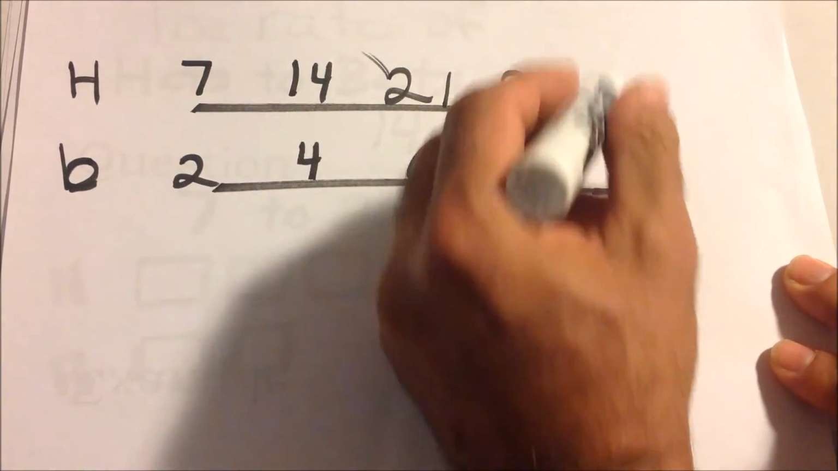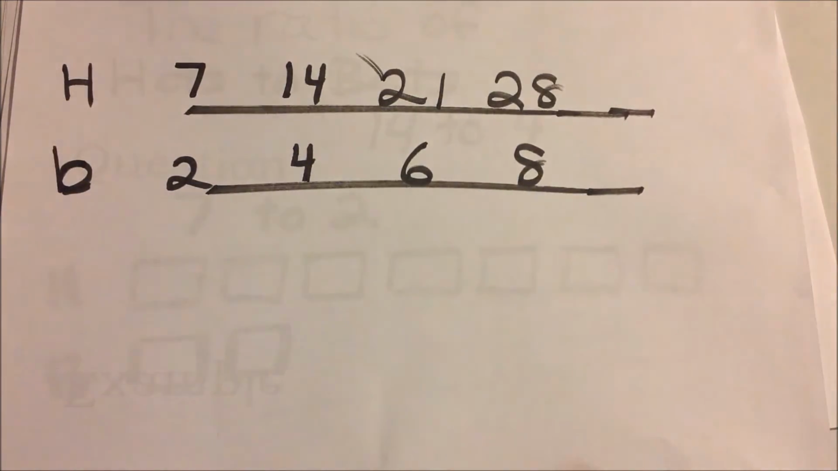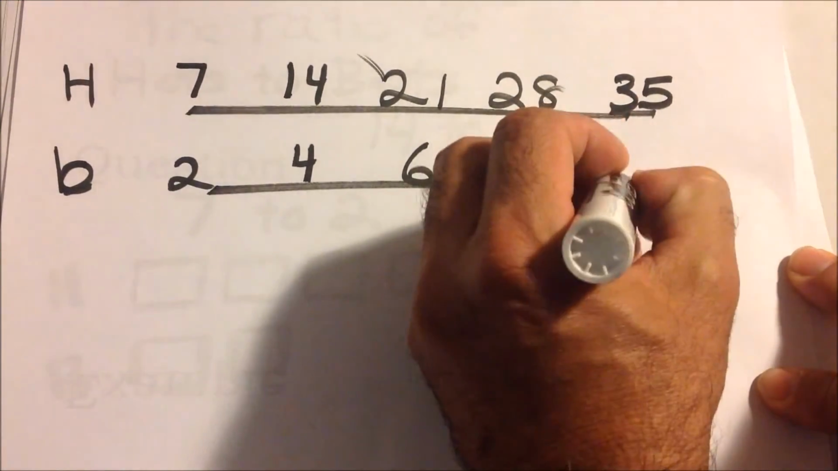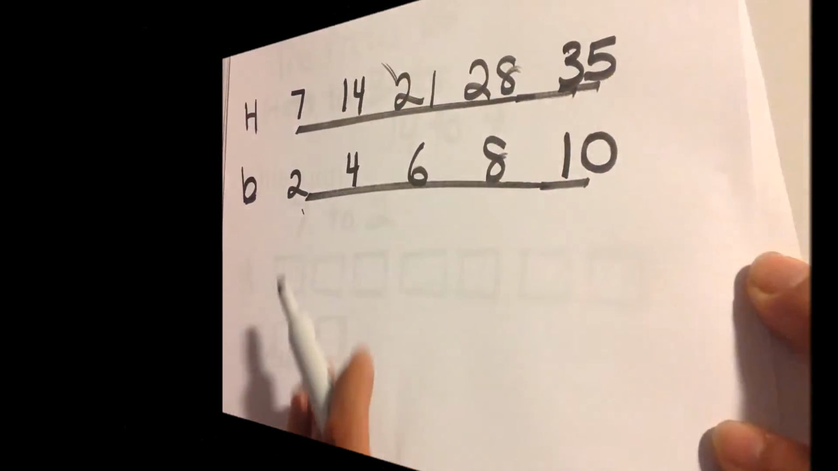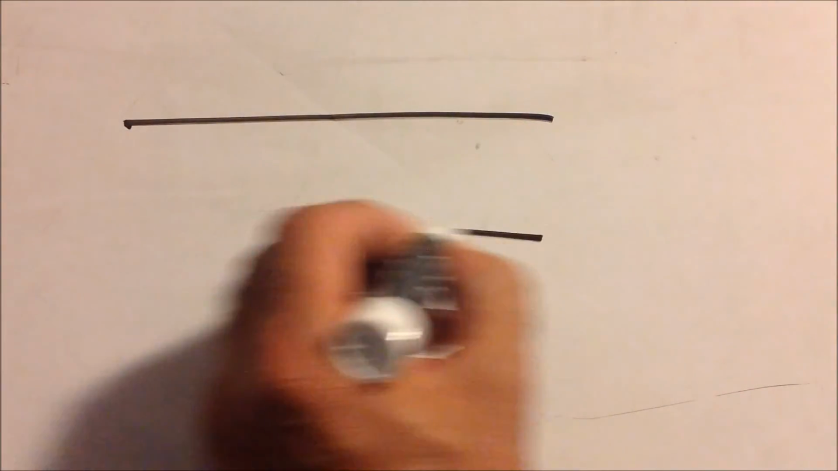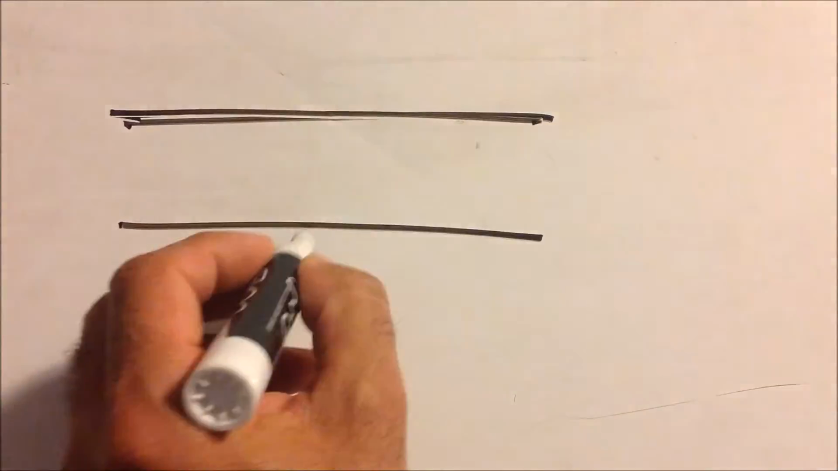See if you can put in another number here. What other 2 numbers should go here? Okay, well, this should be 35, and what should the bottom number be? 10. So these are all the ratios of the hats to bats. And you saw these numbers.